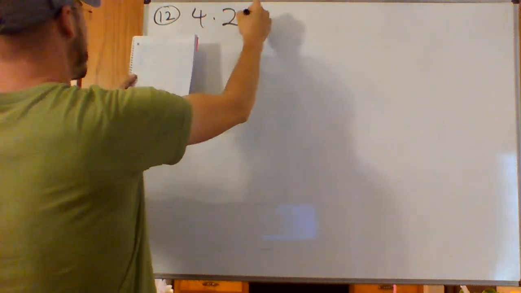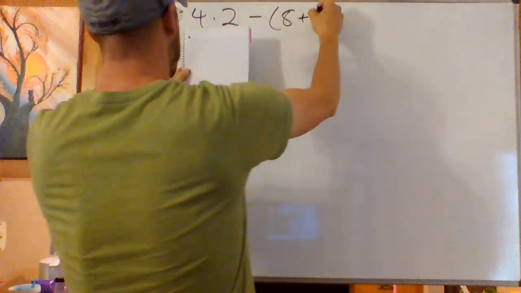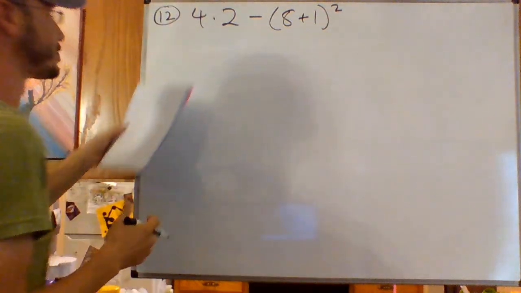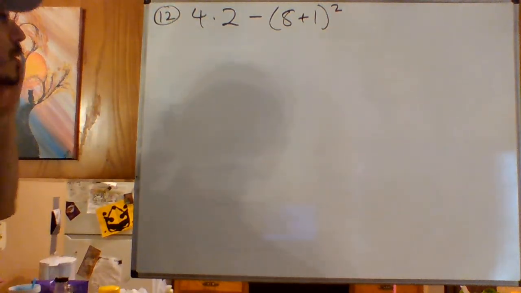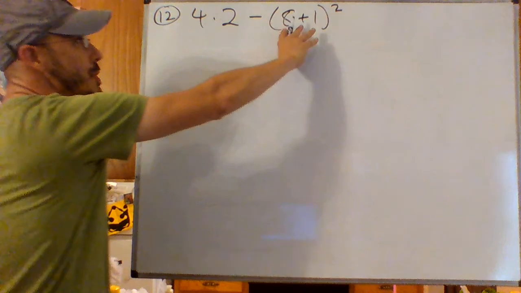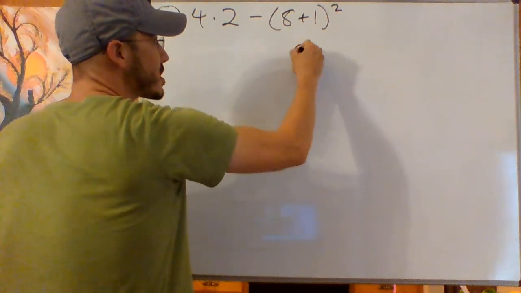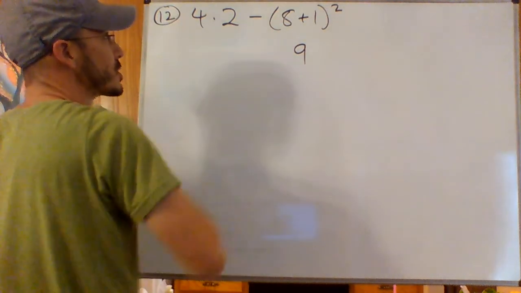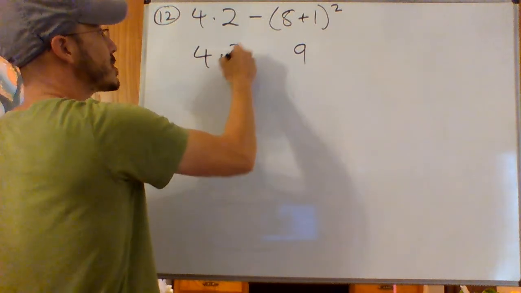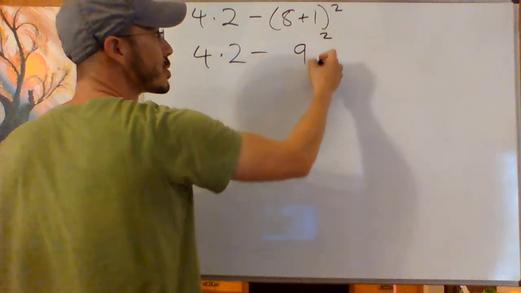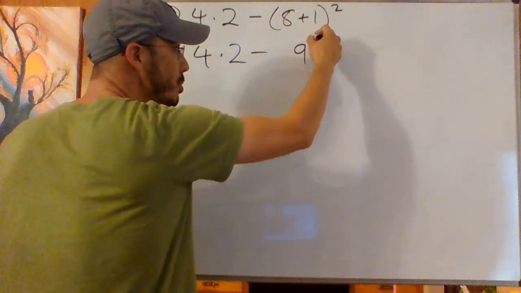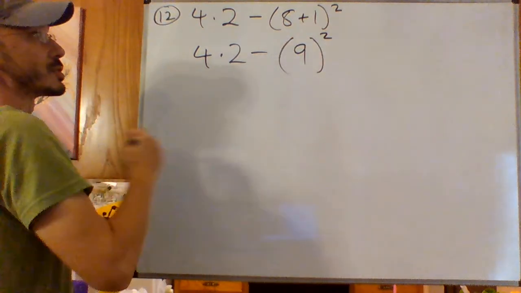Four times 2 minus 8 plus 1 squared is the next one. So in the grouping symbol, that's a 9. That's really the first thing we do. So it's 4 times 2 minus 9 squared. You can put the parentheses here. It's still just 9 squared.